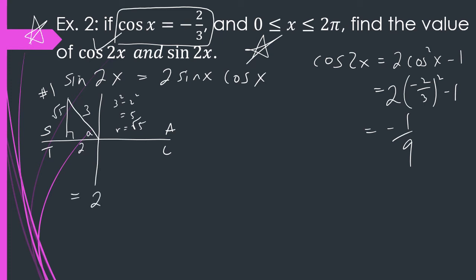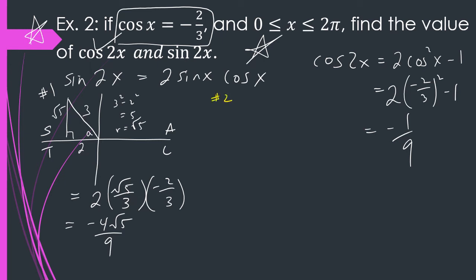So this equals 2. Now sine, since it's positive in that quadrant, right? Sine is positive, opposite over hypotenuse, or y over r: root 5 over 3 times cos x, which is negative 2/3. And doing some very quick math, 2 times negative 2 is negative 4, so we have negative 4 root 5 over 9. There's solution number 1.